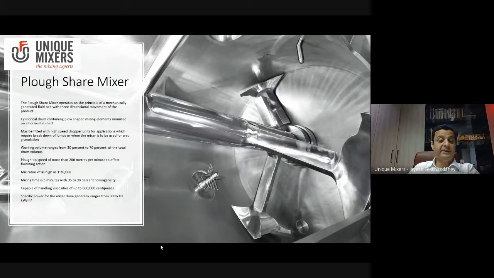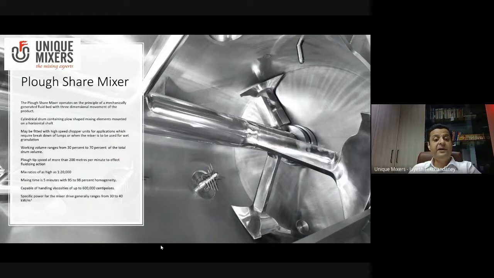The plowshare mixer is suitable not just for solid blending, but also for blending solids with liquid. It is suitable for slurry applications, and it is very good at handling a broad range of material densities, viscosities, and characteristics. The plowshare mixer operates on the principle of a mechanically generated fluid bed with a 3-dimensional movement of product. There is a cylindrical drum containing plow-shaped mixing elements mounted on a horizontal shaft, as can be seen in the photograph.